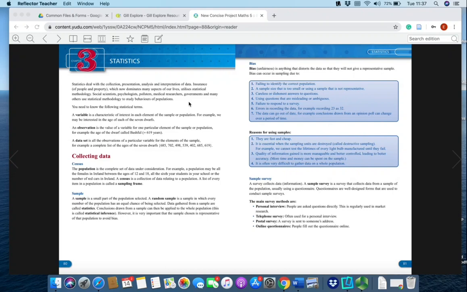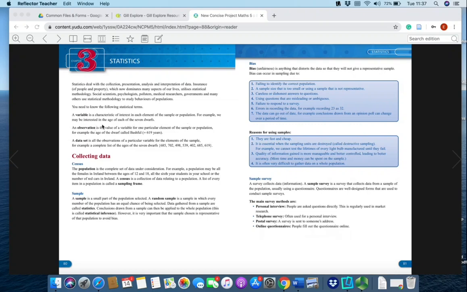There's a lot of words you need to know for this chapter. You could be asked to explain them. You could be asked what they mean in your exam. So these are the ones you need to know. You need to know what is a variable. A variable is a characteristic of interest in each element of the sample or population. In other words, it's what you're trying to measure, it's what you're trying to figure out.